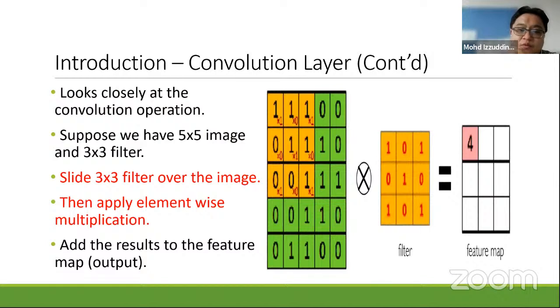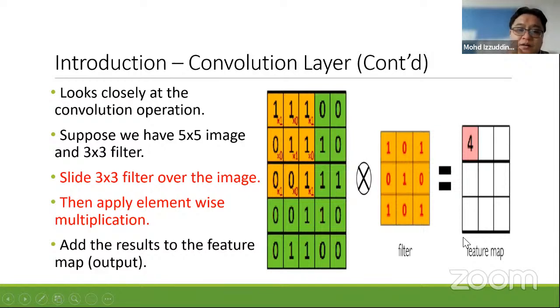If we patch this filter into the top left corner of your image and apply this element-wise multiplication, it's 1 times 1 plus 1 times 0 plus 1 times 1 plus 0 times 0 plus 1 times 1 plus 1 times 0 plus 0 times 1 plus 0 times 0 plus 1 times 1. At the end, what you will get is the number 4. That is your new feature. They call it a feature map, right?